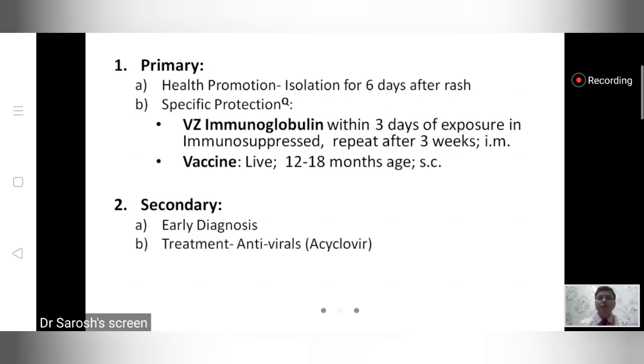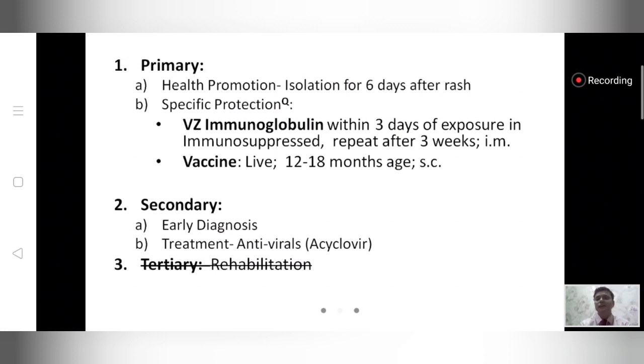The second preventive level is a secondary prevention, that is the patient already has it and is undergoing diagnosis and treatment. The treatment, if required in complicated cases, only in complicated cases, is acyclovir, an antiviral drug. We do not administer antivirals for every chickenpox case. Tertiary, it's not a disability causing disease in the children or the adults, so it's not applicable here.